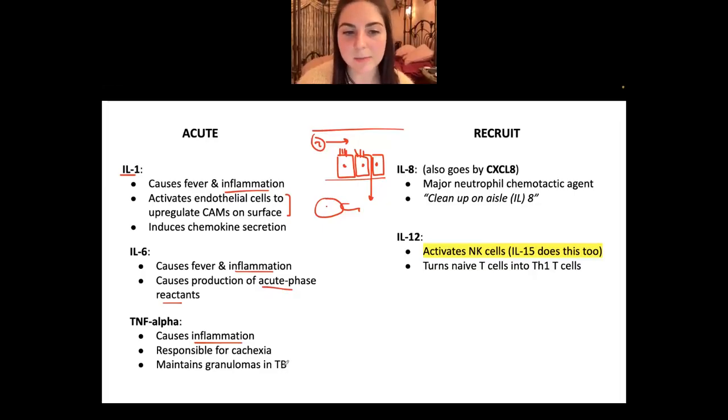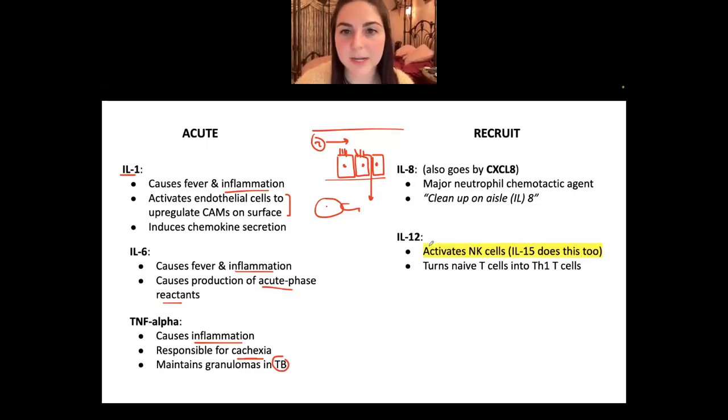It has some roles in TB. And actually, if someone has TB, they are very cachectic. You might have even seen this in a vignette, cachexia. You can think of cachexia as wasting away. The person just looks like they're literally wasting away. That's 100% due to TNF alpha. It causes cachexia. I'm not entirely sure how it does that, but it's the cytokine responsible for cachexia. And it maintains granulomas in TB. We'll talk about granulomas a little bit more on Friday with T cells, because T cells are really important with granulomas.